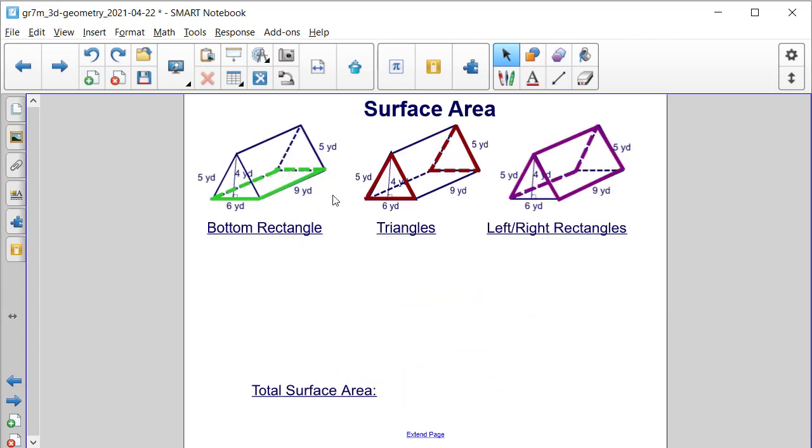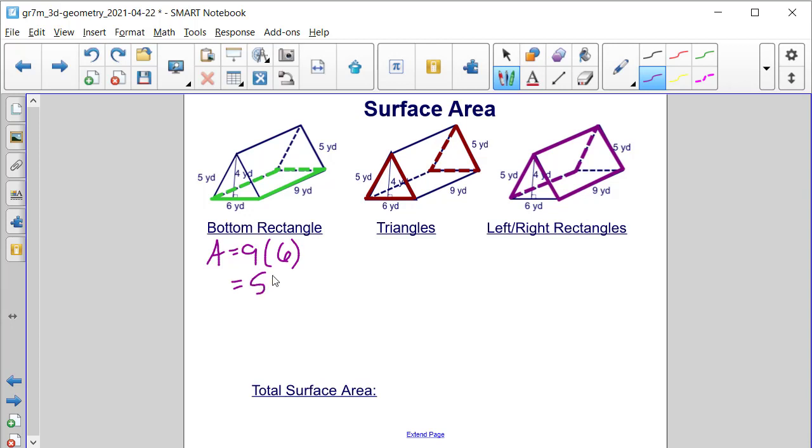So we'll start off with calculating the area of the bottom rectangular face. So this bottom rectangle has a length of 9 yards and a width of 6 yards. So its area is going to be 9 yards times 6 yards, or 54 square yards.